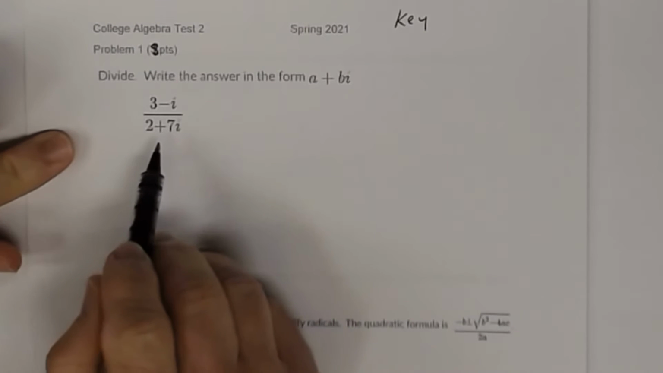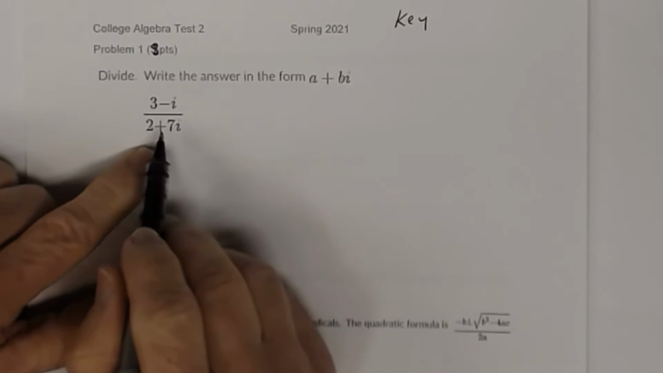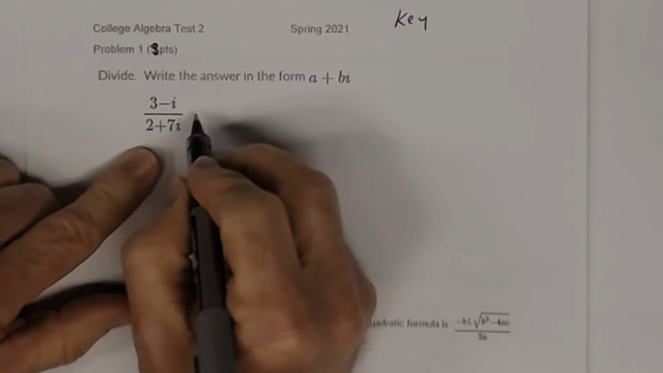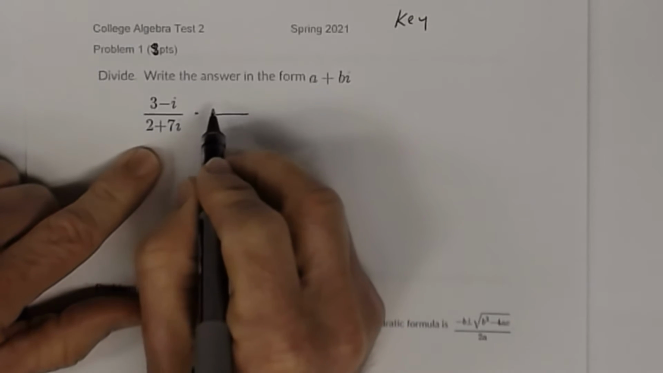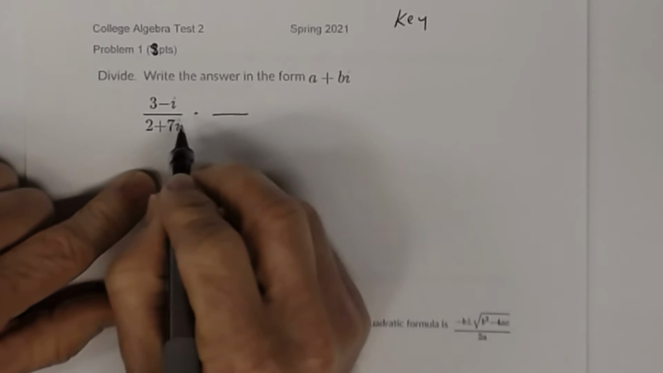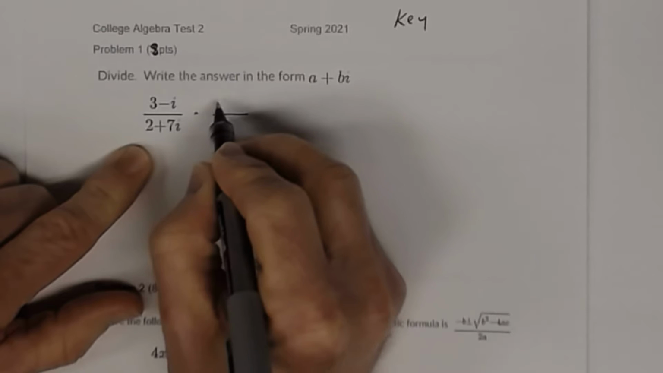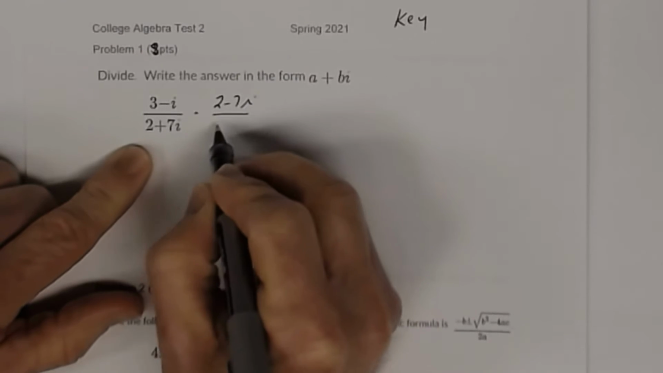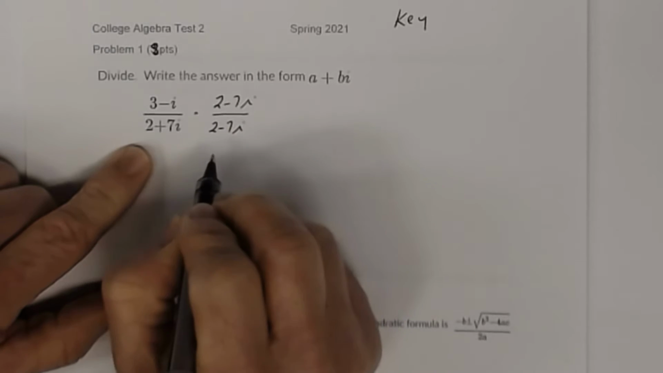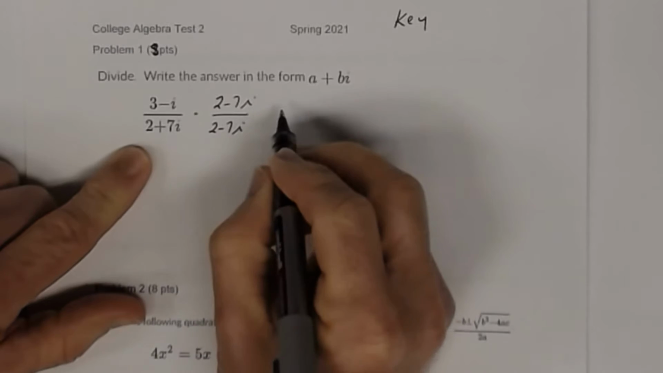Now remember, when dividing complex numbers, you have to look at the denominator, and to get rid of the i that's in the denominator, remember you're going to multiply both numerator and denominator by the conjugate of the denominator. So the conjugate of 2 plus 7i is 2 minus 7i. So you multiply both numerator and denominator by the conjugate. And now you're going to multiply numerators together, multiply the denominators together.